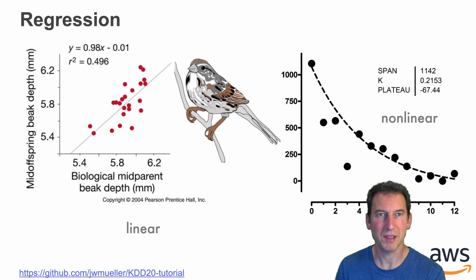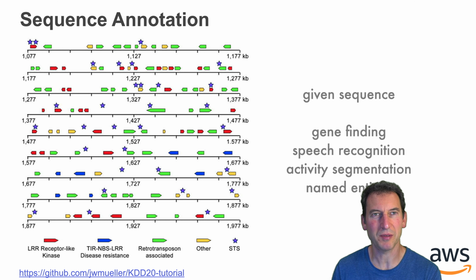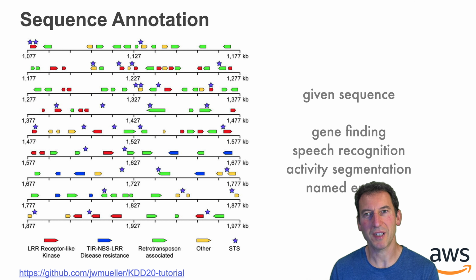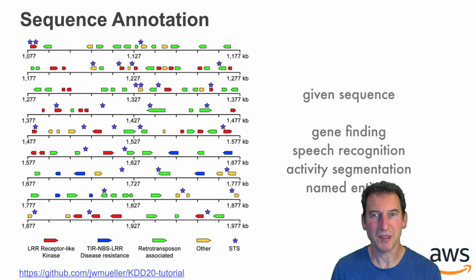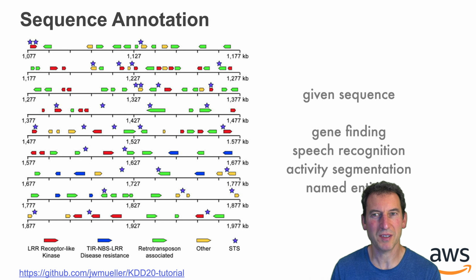You might have a linear regression problem or a nonlinear one, or even sequence annotation, where you have like a gene sequence and you want to find out whether there are introns, exons, and so on. So given a sequence, you might want to detect genes, perform speech recognition, activity segmentation, or named entity recognition, or anything else.